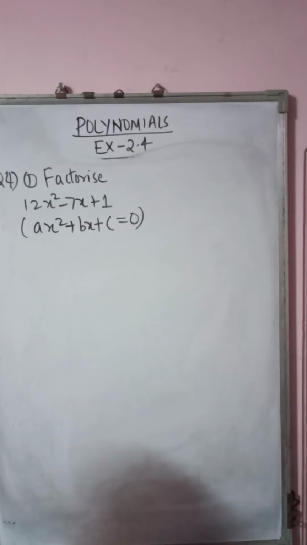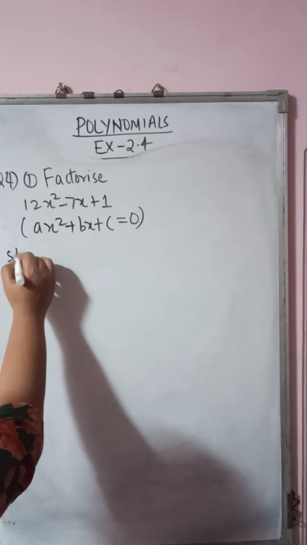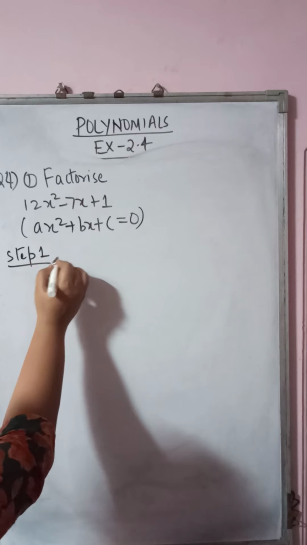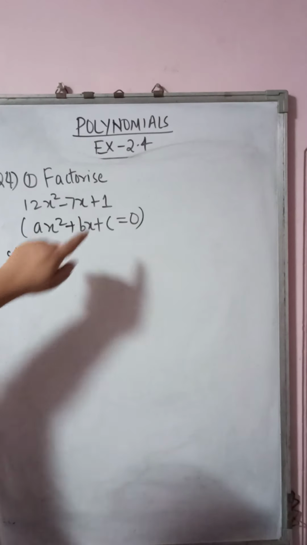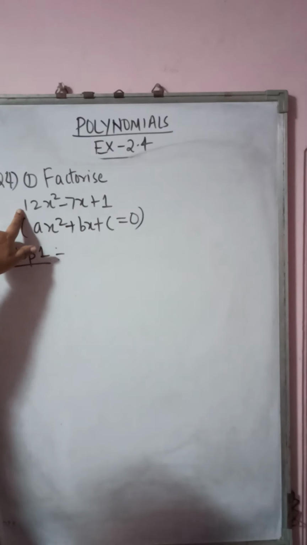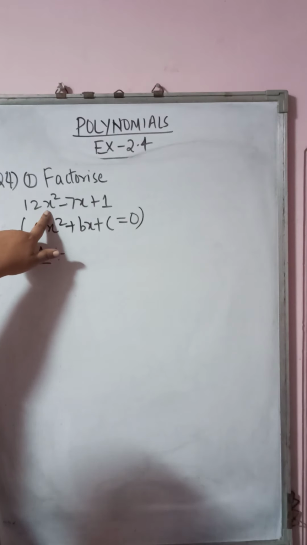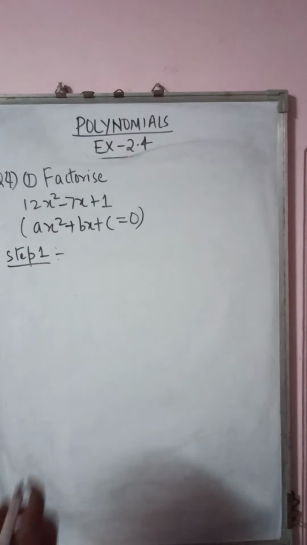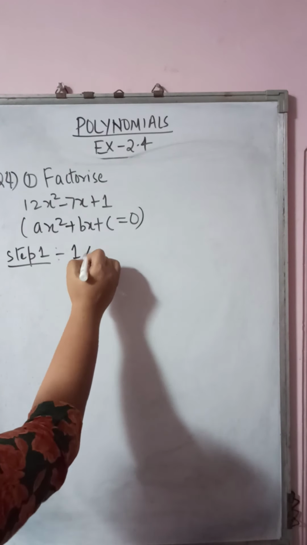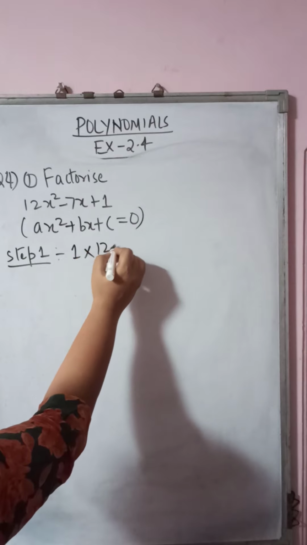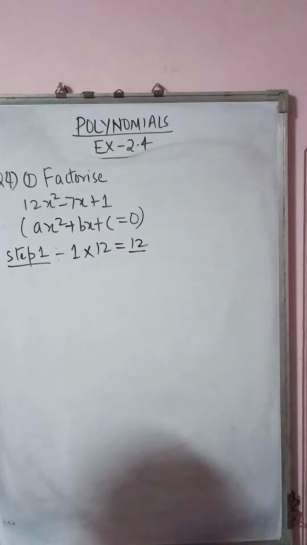First step is, what you are going to do, step 1, multiply last term with the coefficient of the first term. Coefficient means the number which is multiplied by variable. So which number is multiplying by variable x square? 12. So first step is last term into coefficient of first term, that is 12. So you need to factorize 12.